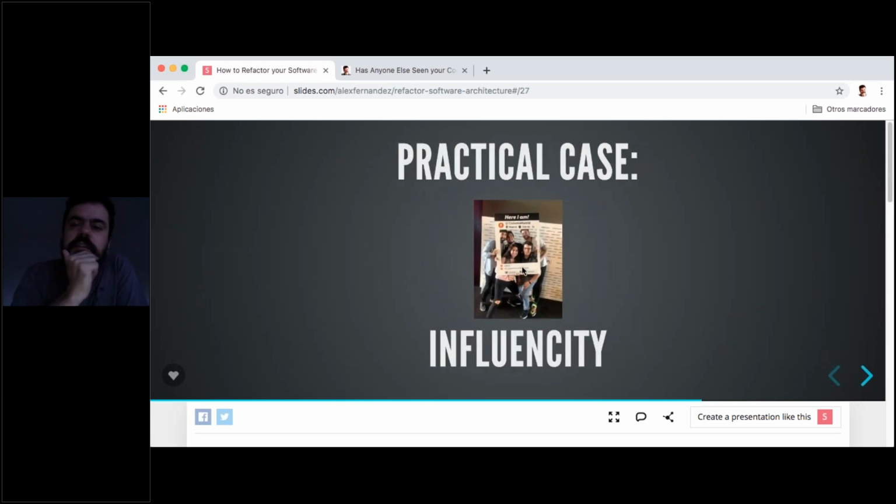This is an article in Spanish about migration strategies in case you want to learn more. And now let's see a little bit about our practical case, which is the company I'm working at currently. I joined in March. This is my awesome team.